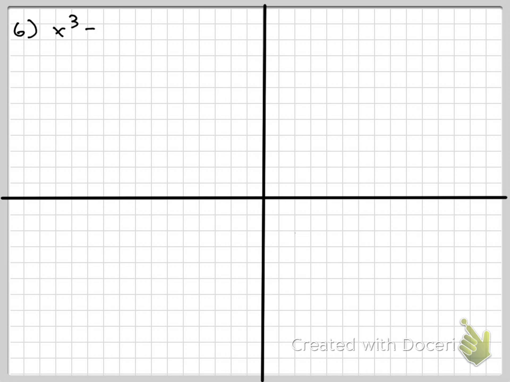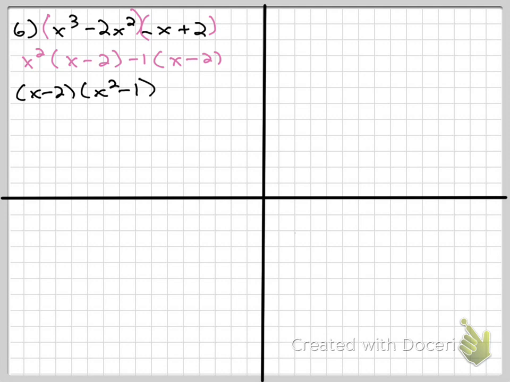G, we have x cubed minus 2x squared minus x plus 2. We don't have any like terms here. We have 4 terms. 4 terms we factor by grouping. Group, group, group, group. GCF of that first group would be x squared, which would leave me with x minus 2. GCF of that second group is negative 1 because the leading coefficient's negative. So that leaves us with x minus 2 times x squared minus 1.